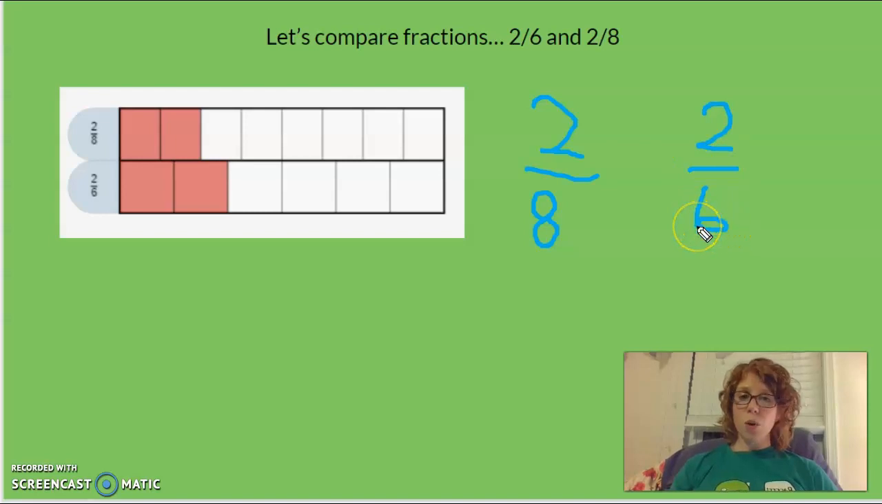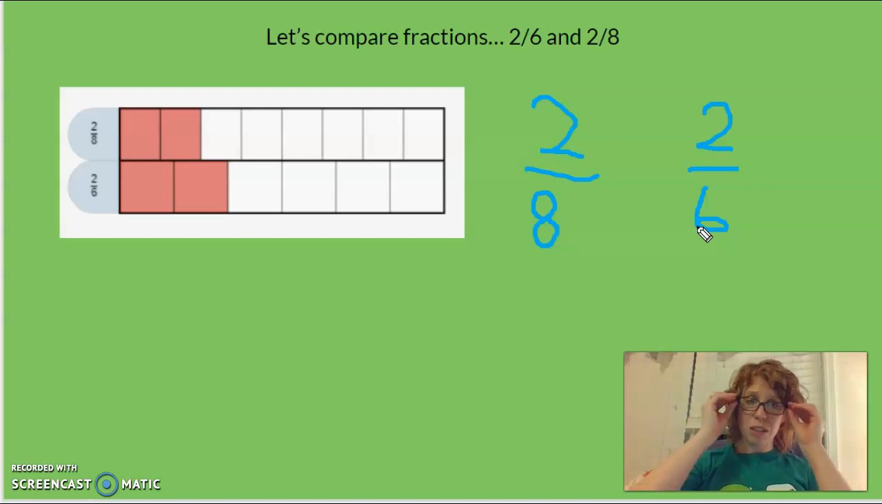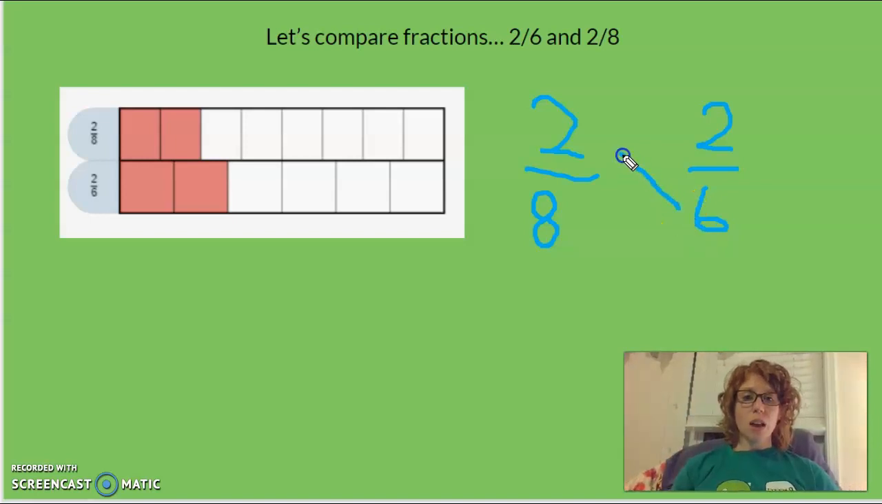And if I want to quickly compare these fractions, because we won't always have fraction tiles in front of us, and we won't always be able to draw out fractions and cut them into all these pieces. So I'm going to quickly multiply the denominator of one fraction by the numerator of the other. 6 times 2 is 12. And I'm going to multiply the denominator of the other fraction by the numerator of the first. 8 times 2 is 16.